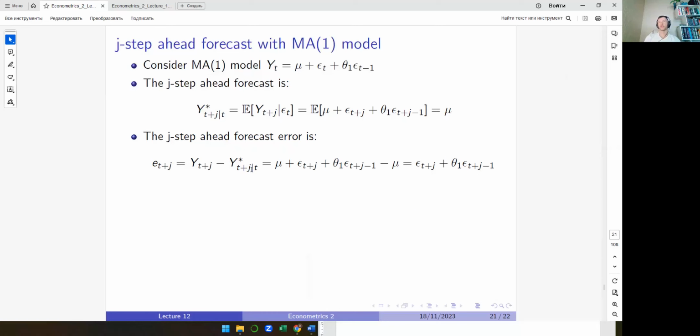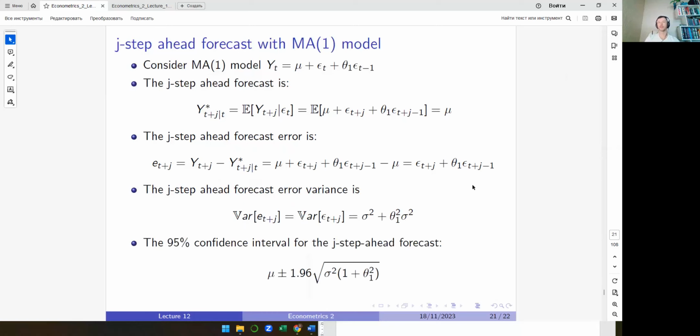The j-step ahead forecast error would be also this, and finally the confidence interval is going to be the same as for two-step ahead forecast. This is interesting. In the AR1 model, the forecast error expands and the confidence interval expands. So every step ahead, the confidence interval expands.